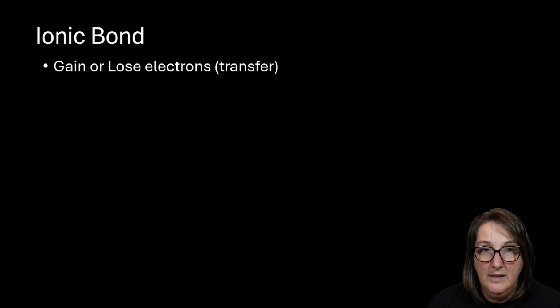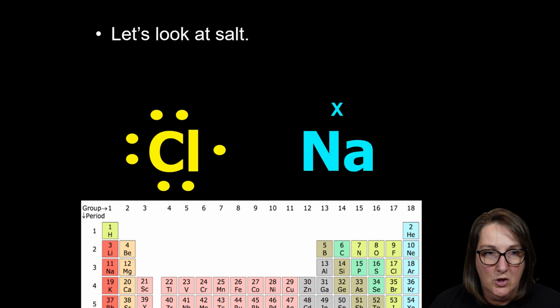So an ionic bond can gain or lose electrons. They're going to transfer. Sometimes they say they steal. One's just going to keep it, and it's going to keep that charge. They're not going to be passing it back and forth.